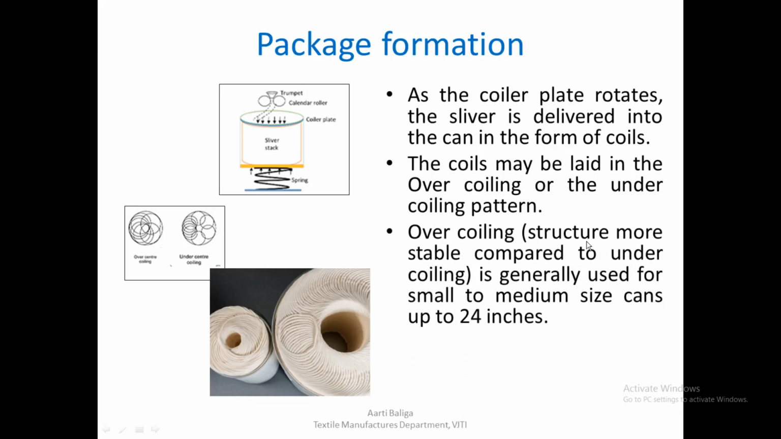So the over coiling structure, you can see by the look of it itself that it is quite stable as compared to the under coiling. And this kind of coiling is generally used for small to medium sized cans which are up to 24 inches, whereas the undercoiling is used for large can diameters.